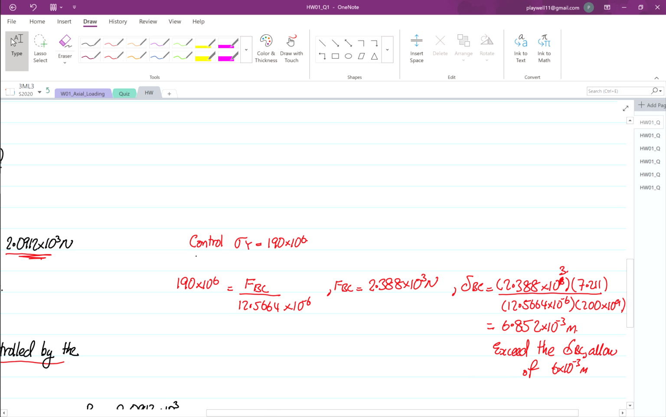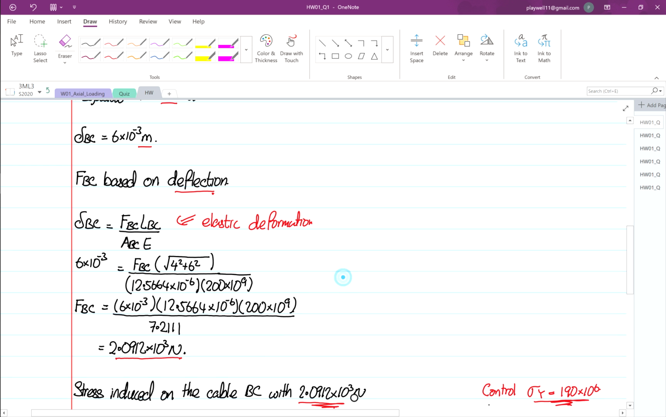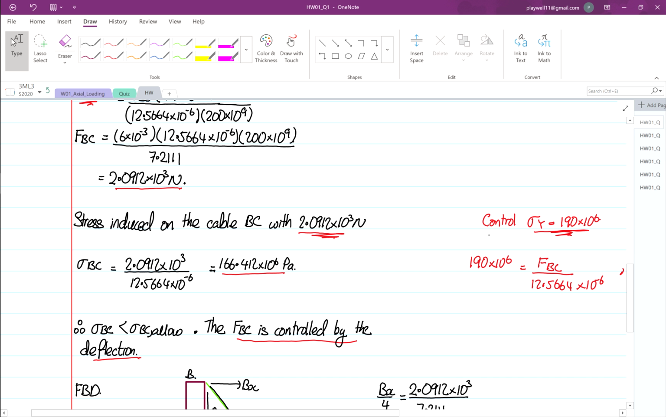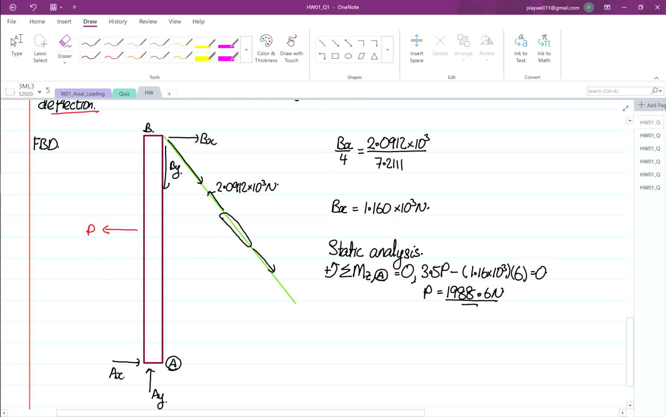So in this case, if the control is the yield strength, the deflection will be this much. That's why we pick the deflection controlled by the maximum elastic deformation. So when we check, we say FBC is controlled by deflection. Then from here, we have found our FBC, so we now have to locate our BX.